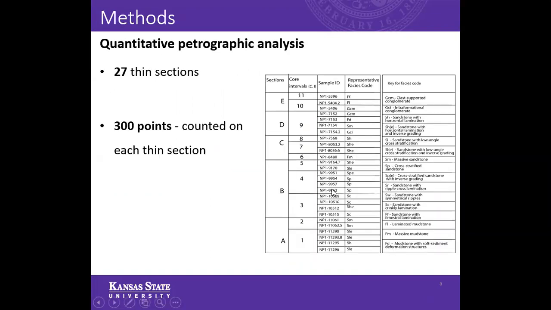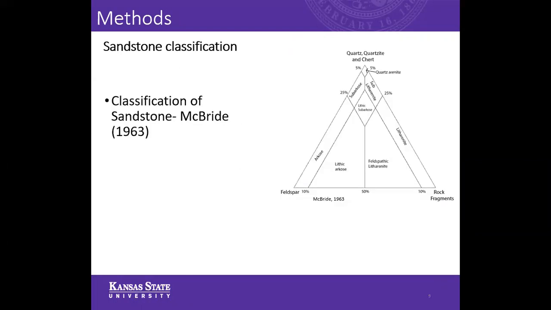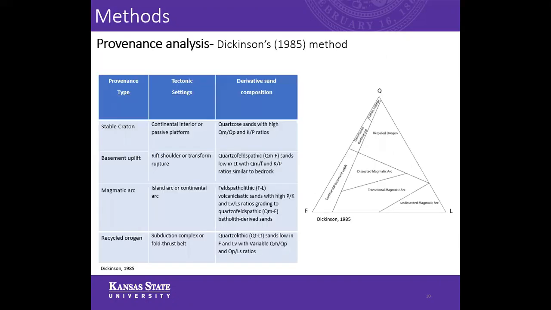For the second part, quantitative petrographic analysis, 27 thin sections were selected and each thin section was point counted for 300 points for further analysis. With the data, we classified sandstones according to McBride's scheme. For provenance analysis, we used Dickinson's method. In this method, we can trace back the provenance type using the sand compositions.